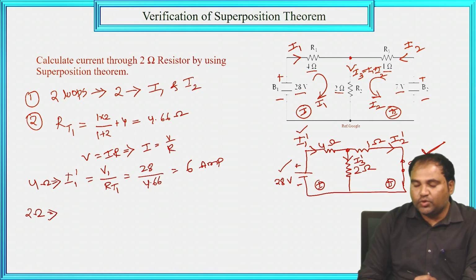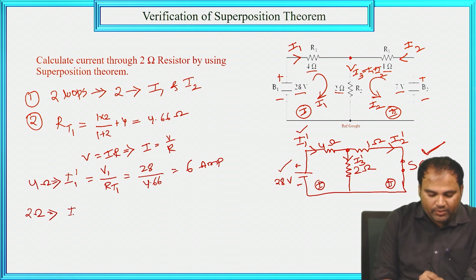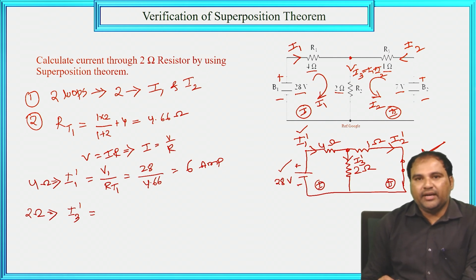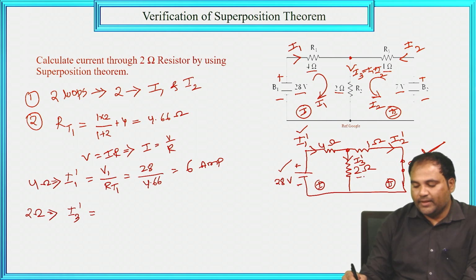So current through 2 ohm resistor, that is I3 dash. So I3 dash is equal to, here we have to use the current division rule. The current division rule is nothing but total current into opposite element divided by sum of the individual elements. Here we need to find out the current through 2 ohm resistor, means we have to find out I3 dash.